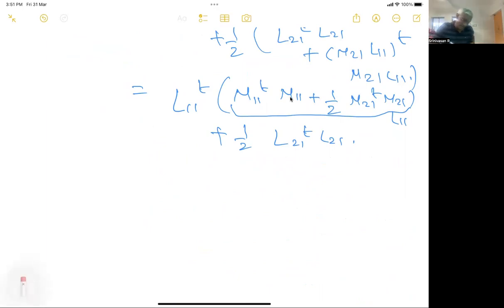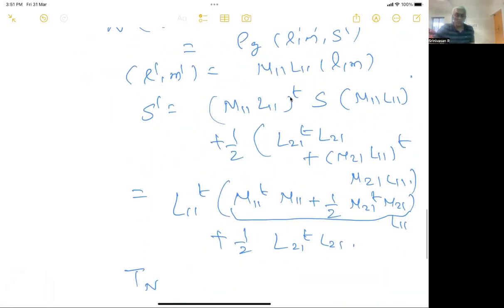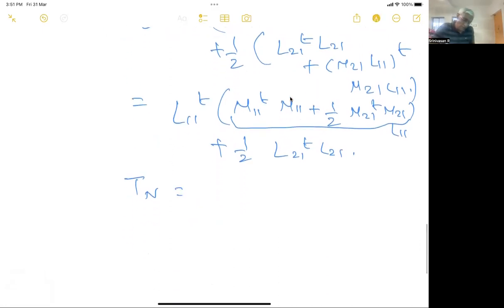Okay, so it's clear that Tn is what we calculated, which is this covariance. The mean is direct. There is nothing there: M11, L11, the mean is direct. So T_{n} is equal to TL and TM. Okay, so we have proved this.